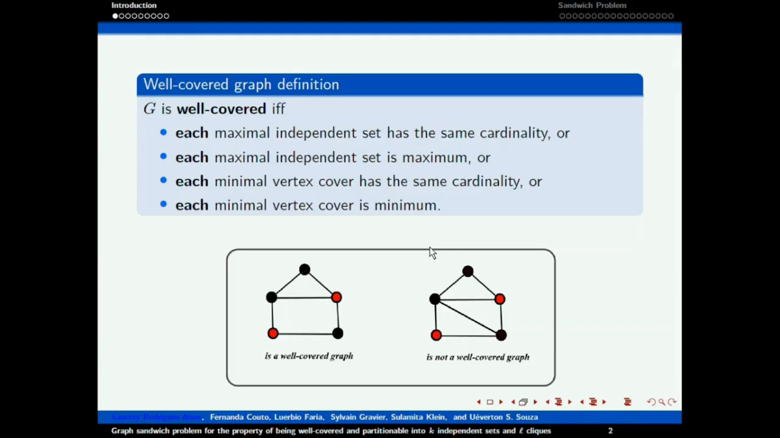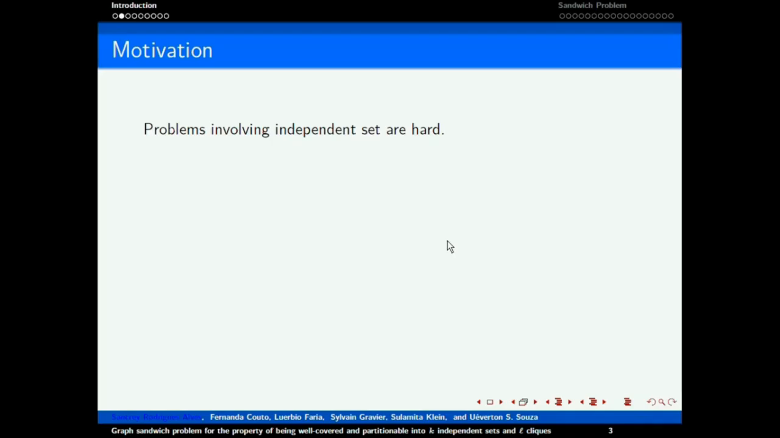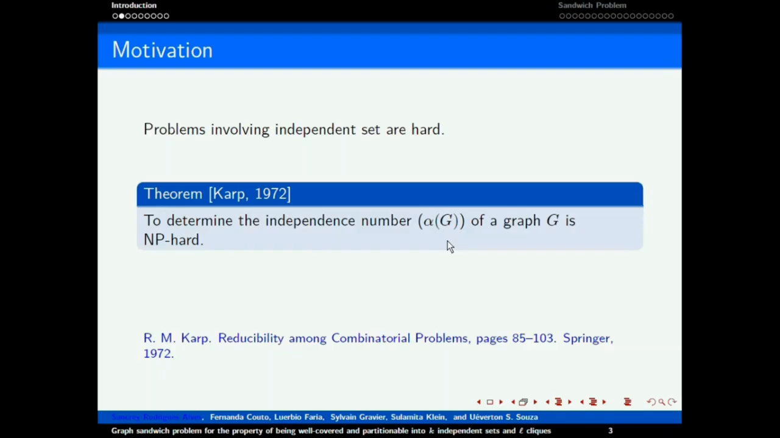A motivation for studying well-covered graphs is that the problems involving independent sets are hard. According to Karp, 1972, to determine the independence number of a graph is NP-hard. However, if G is well-covered, there is a greedy algorithm that obtains the size of the largest independent set in polynomial time.